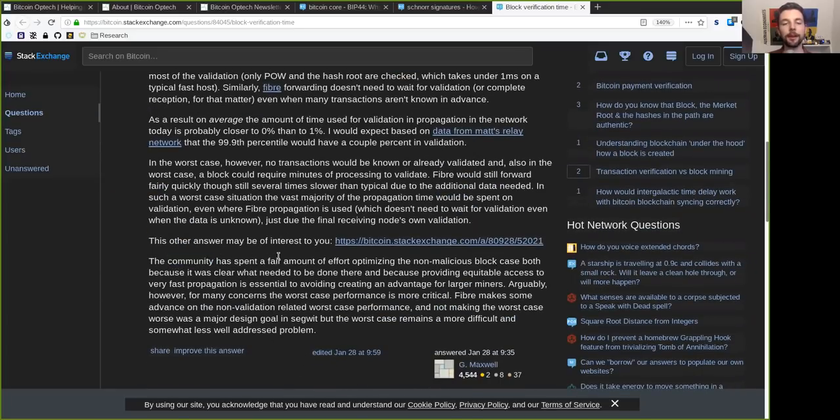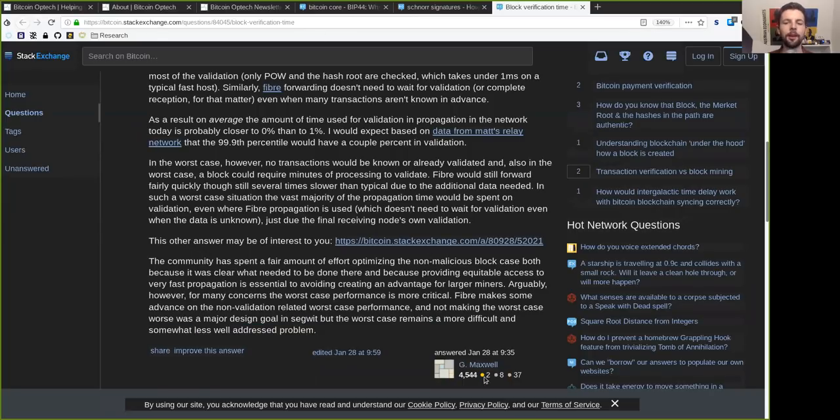The community has spent a fair amount of effort optimizing the non-malicious block case, both because it was clear what needed to be done there and because providing equitable access to very fast propagation is essential to avoiding creating an advantage for large miners. Arguably, however, for many concerns, the worst case performance is more critical. FIBRE makes some advance on the non-validation related worst case performance, and not making the worst case worse was a major design goal in SegWit. But the worst case remains a more difficult and somewhat less well addressed problem.